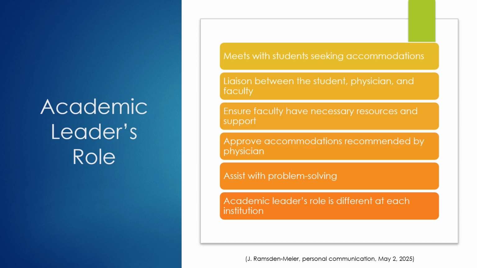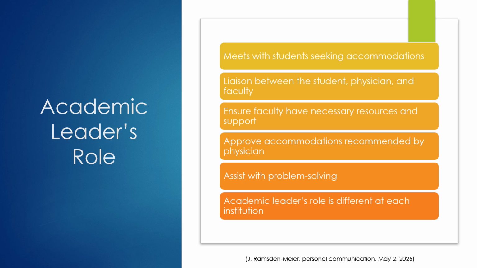To gain a personal perspective on the academic leader's role, I interviewed Dr. Joanna Ramstenmeyer, Dean of Enrollment Management at Allen College. She is the ADA coordinator for the college and the main point of contact for all students in need of accommodations. She explained that when a student would like to establish accommodations, the student is the one who initiates contact with her. Once that meeting occurs, she acts more as a liaison between the student, their physician, and the faculty to help ensure that appropriate accommodations are established and that faculty have the resources and means to apply those accommodations within their educational environment.